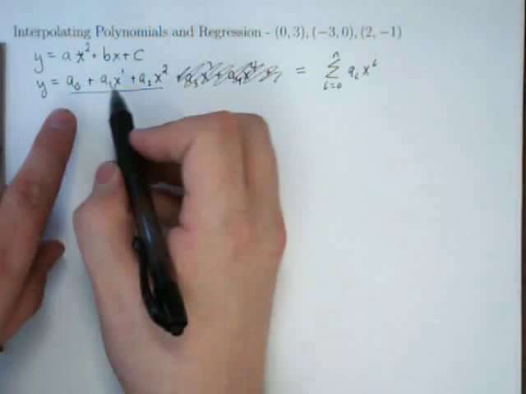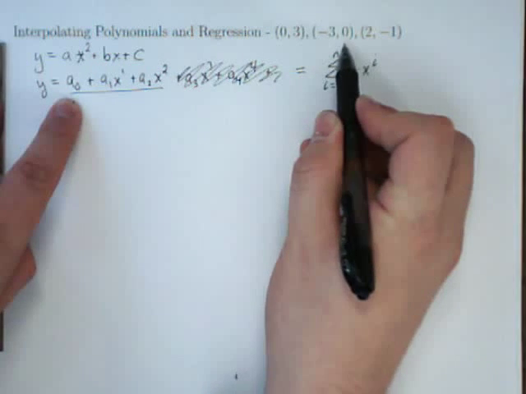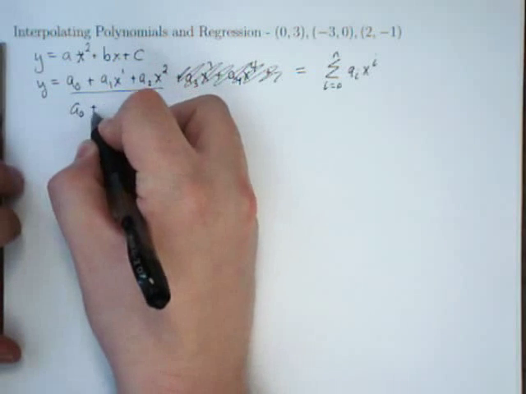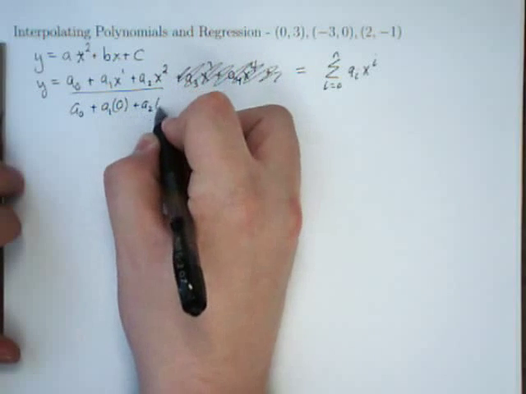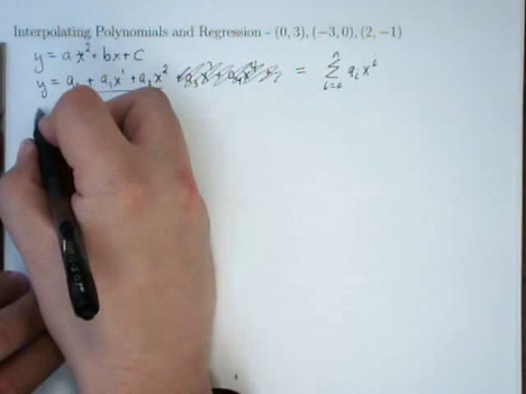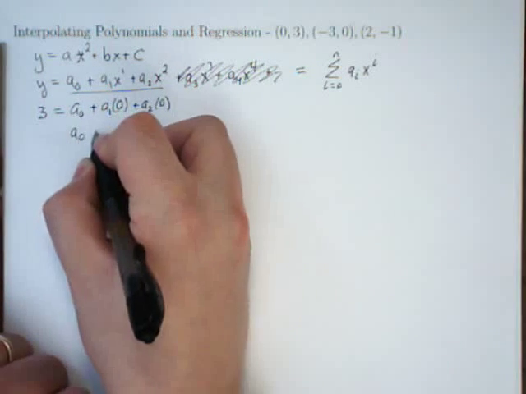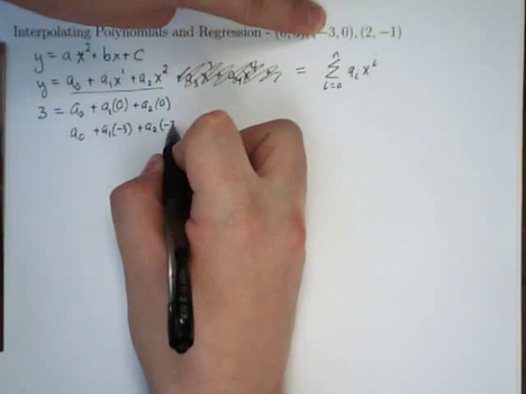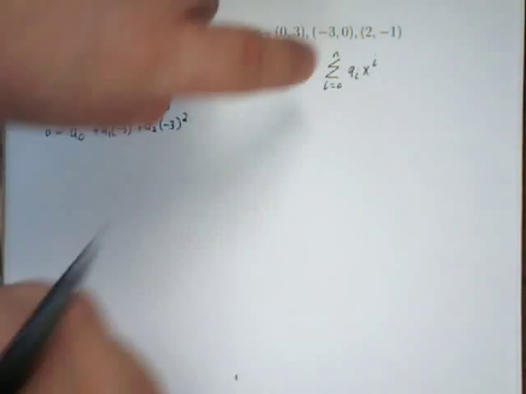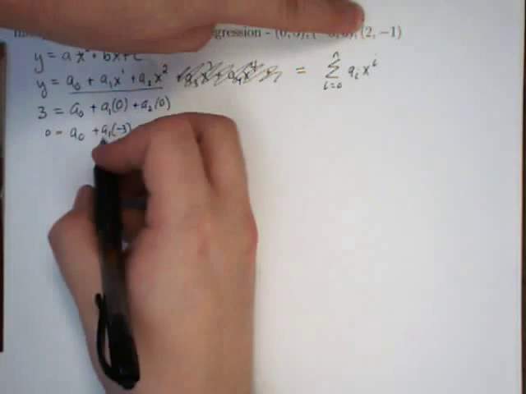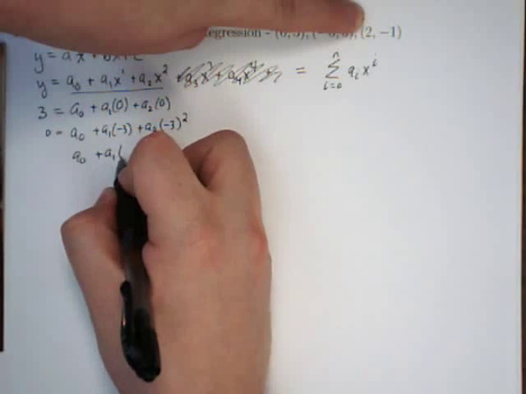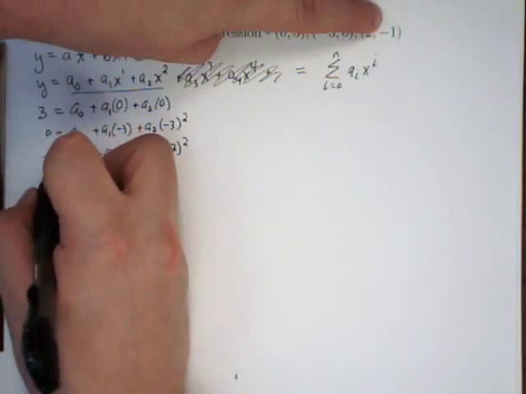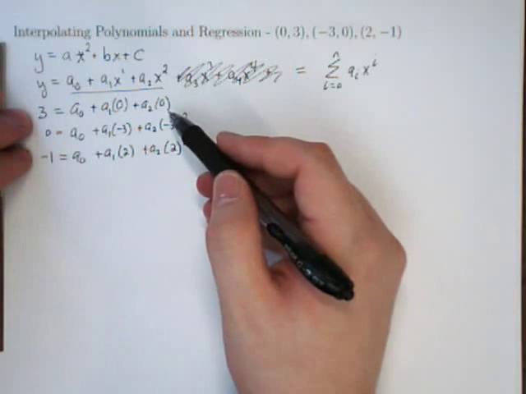So the idea, I've got 3 points, and over here I have 1, 2, 3 unknowns. 3 points, plug them in, that should generate 3 equations. So if I put in 0, let's replace each x with 0. We get a naught plus a1 times 0 plus a2 times 0, and then I get out the number 3. When I plug in minus 3, I get a naught plus a1 times minus 3 plus a2 times minus 3 squared, and I get out 0. Now, if I put in the number 2, I get a naught plus a1 times 2 plus a2 times 2 squared, and I get out negative 1. This is now a system with 3 equations and 3 unknowns.